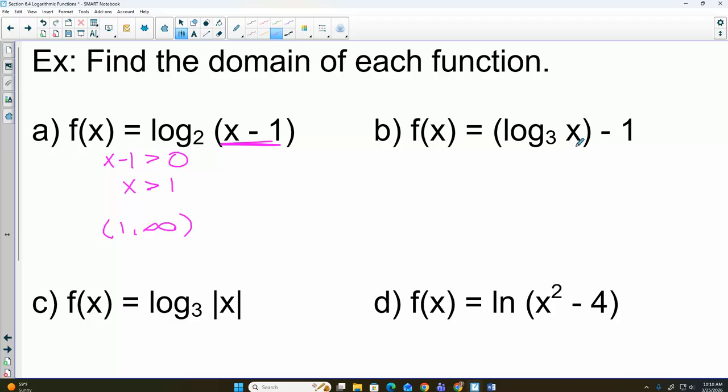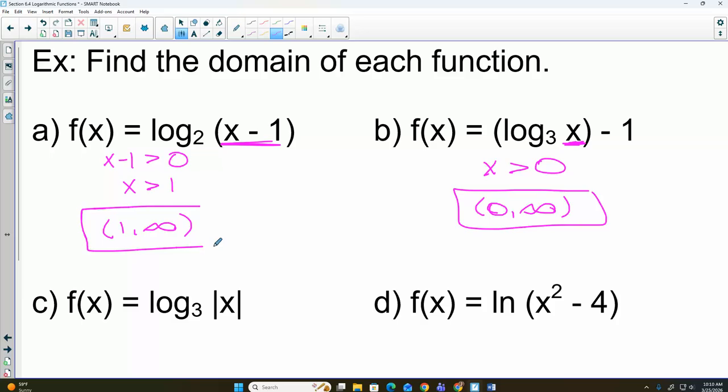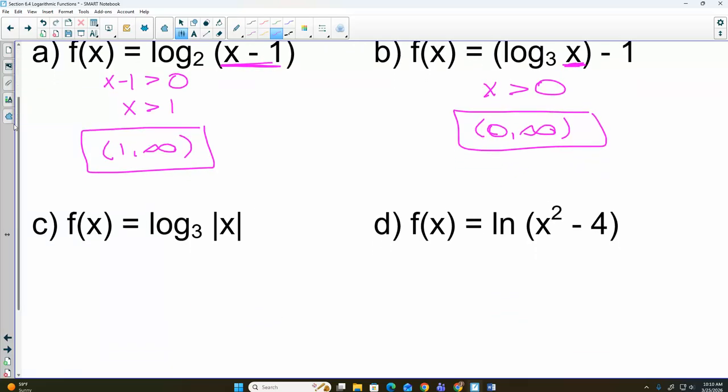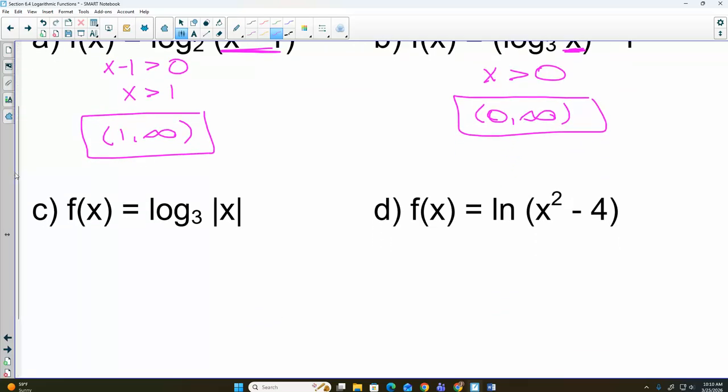On b, I just have log base 3 of x. So my argument, the thing I'm doing the log of, is just x. So that just has to be greater than 0. Okay, the minus 1 just moves my graph down. It doesn't change the domain. It's just 0 to infinity. All right.